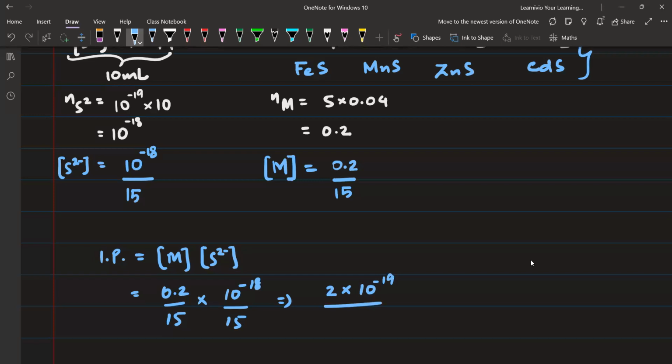And 15 15 how much? What is 15 times 15? Tell me. 225. Yes. Okay. So the ionic product that we get is 2 upon 225 into 10 to the power minus 19.